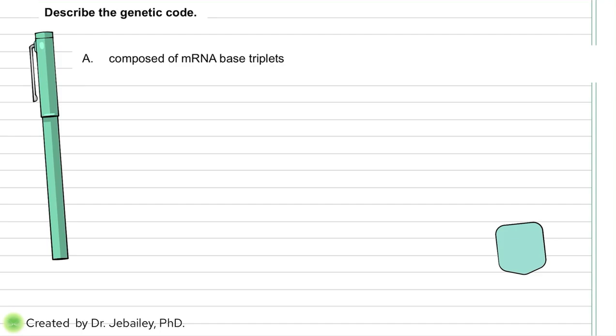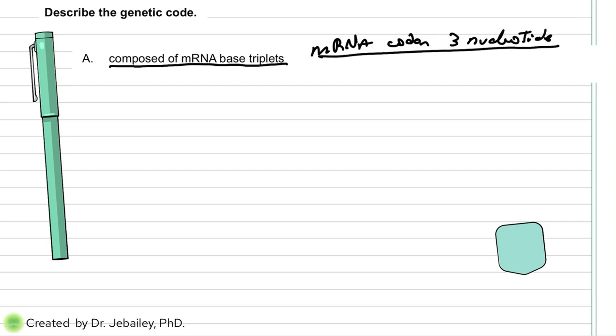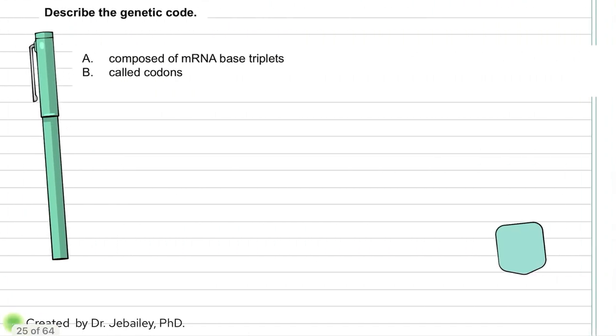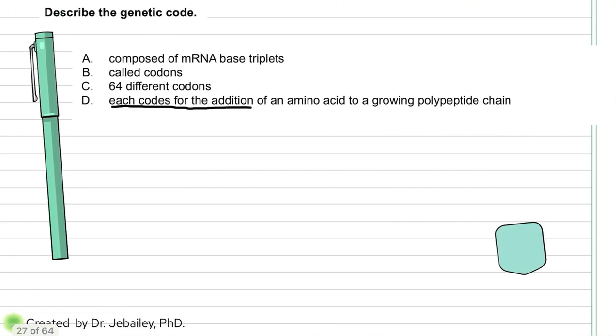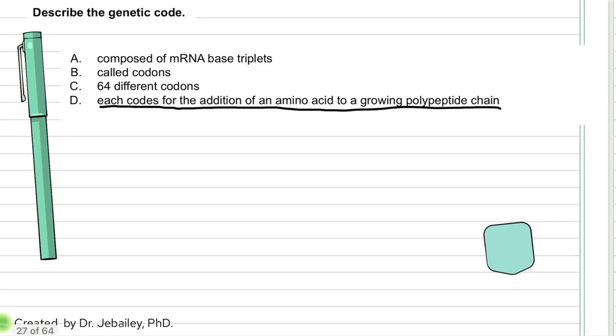Ooh, the most important thing. It's made of base triplets. I have not mentioned that the mRNA is made of codons, which have 3 nucleotides in there. The most obvious thing, and sometimes you forget that, putting the most obvious. Next, it's called codons. There are 64 different codons. Each codon codes for an additional amino acid to grow in the peptide chain, just basically saying each codon of the mRNA will represent an amino acid.